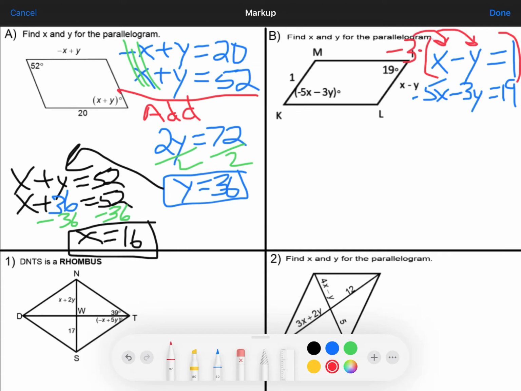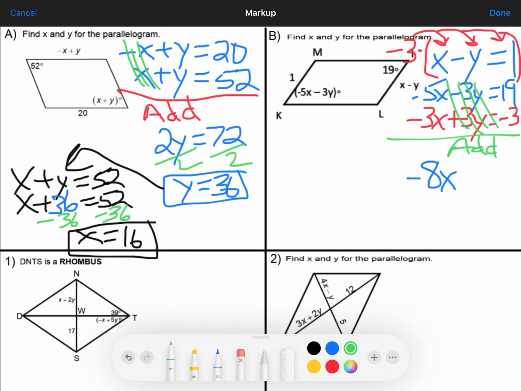Well, if you distribute to all the different things, you will get negative 3x plus 3y equals negative 3. Now look at the y's. We're going to add these equations together. Negative 5x minus 3x is negative 8x. Negative 3y plus 3y adds to 0. It eliminates the whole purpose of this. And then 19 minus 3 is 16.